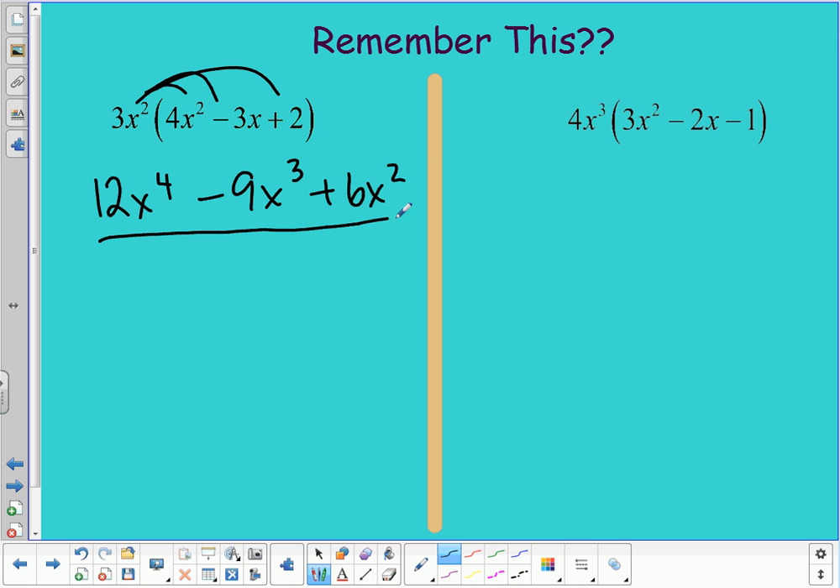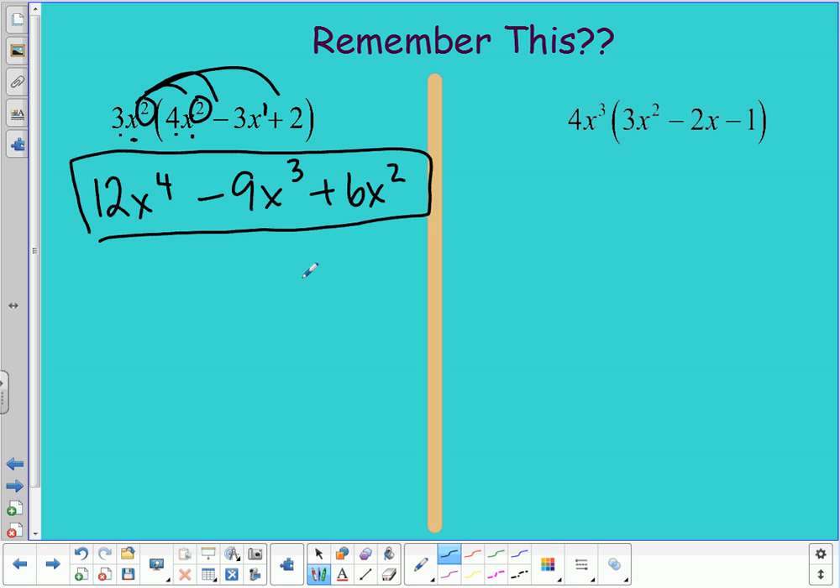So remember that when we're distributing, we're multiplying. Multiplying coefficients is just putting 3 times 4 together. Multiplying powers, or multiplying variables that have exponents, means we add the exponents. 2 plus 2 gave me 4, 2 plus 1 gave me 3, and 2 plus 0 gave me 2.